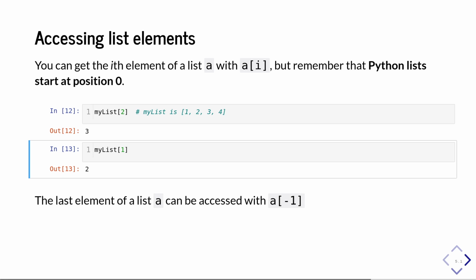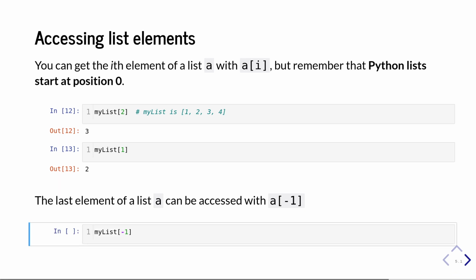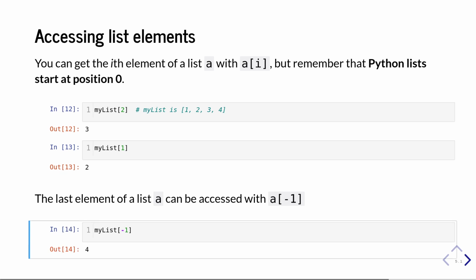There's in fact some special notation for getting the last element of a list. You can get the last element using the index number -1. So my list square brackets -1 will be the last element of the list, which in this case is element 4. And in fact, it doesn't just work for -1. -1 will be the last element, -2 will be the element before the last element, -3 will be the element before that, and so on.